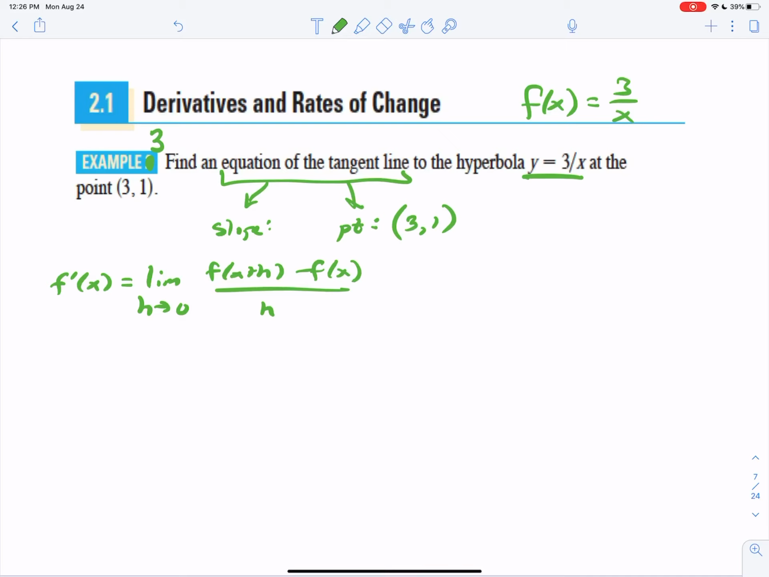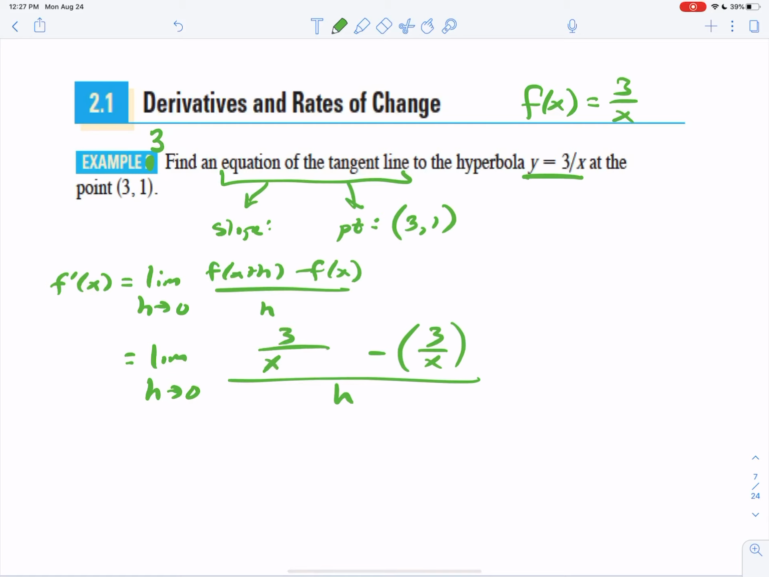So I'm going to move a little bit faster here, so pause and play where it's needed, okay? All right, so we have the limit as h goes to 0. H is at the bottom. F of x, I know, is 3 over x. So f of x plus h is just 3 over x plus h.